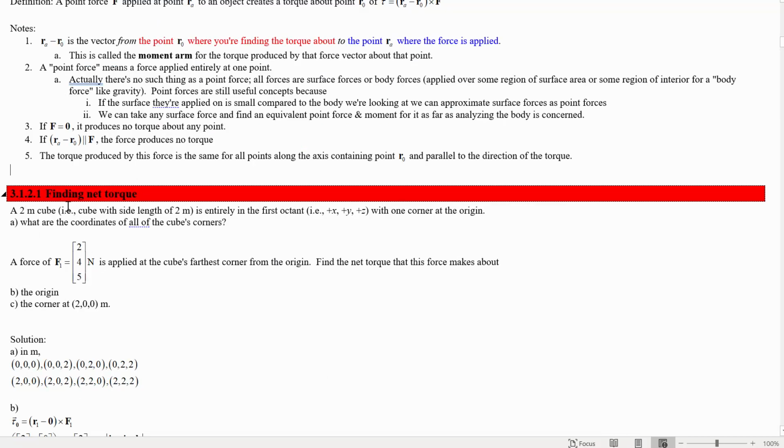A 2-meter cube, meaning a cube that has a side length of 2 meters, so 2 meters by 2 meters by 2 meters, is entirely in the first octant, the part where x, y, and z are positive. You might have heard quadrant talked about in the XY plane. Quadrants are the ways to break it up into positive x, positive y, then negative x, positive y, negative x, negative y, and then positive x, negative y. I think I said that right.